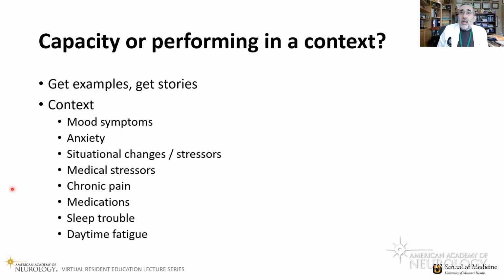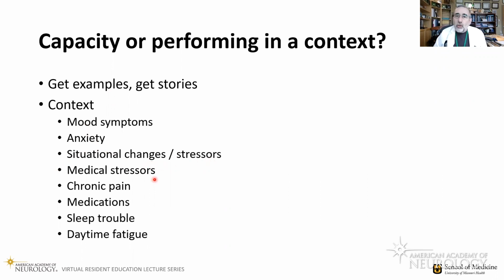Another very important thing is to distinguish between whether someone has lost their capacity or they're just performing differently because of the context. That's where you have to get examples. You have to talk to people who know the patient, who can tell you about what's going on, or you acquire them by following the patient over time. You have to know about mood problems, anxiety, situational changes that I've just alluded to, such as a change in living situation, other people in the home, job changes, family changes, things like this.